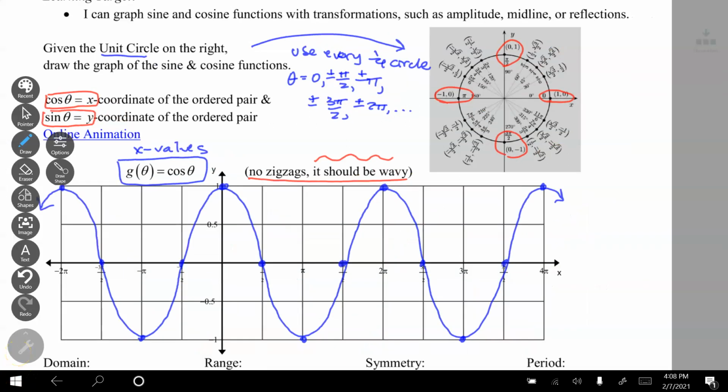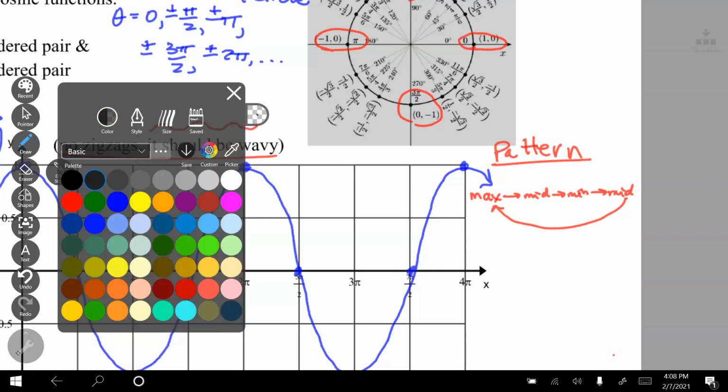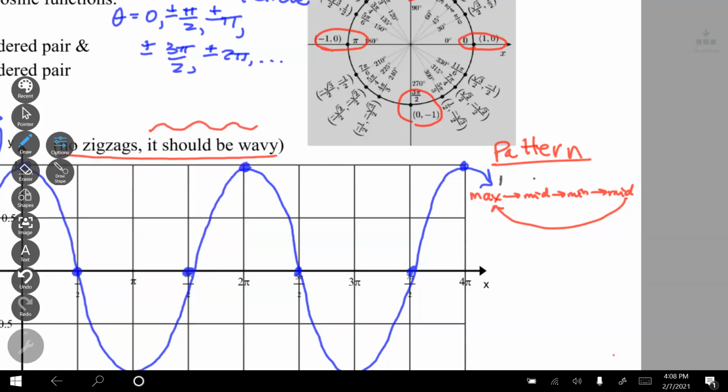The one thing I do notice is that there is a pattern to these dots. If you think about what we did, we started with the first dot right here at the angle was 0 radians and my value was 1. And that was actually the maximum value of the whole graph. And then I went to the midline, and then I went to the minimum value, and then I went back to the midline. I repeated it all over again. If you look at numerical values, this graph went from positive 1 to 0 to negative 1 to 0. And I repeated it all over again and again.